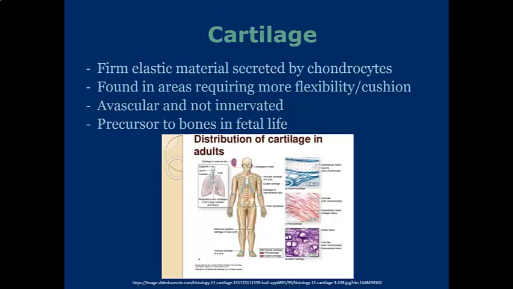Cartilage is something that's in our body as well, and it provides structure in certain portions. It's firm and elastic, and it's secreted by chondrocytes and found in areas requiring more flexibility or cushion. Note that it's avascular, therefore it's not innervated, and in fetal life, it's going to be the precursor to bones. Below is a diagram listing the distribution of cartilage in adults.